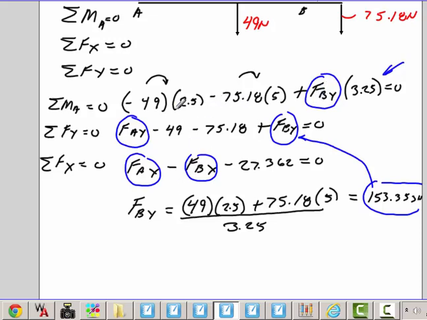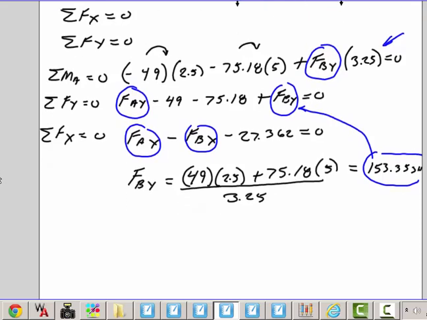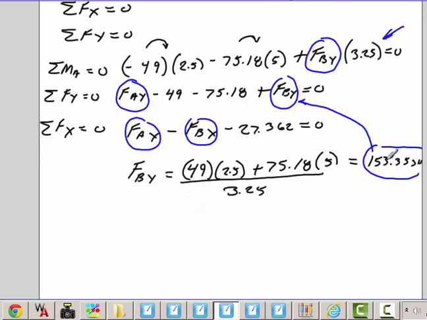So what I did from that point was I took this first equation here. I took everything, moved it to the right side and divided by 3.25. That gave me FBY. That's 153.353 newtons. All I have to do now is take that value and put it back into here. I can solve for FAY. However, before we do that, let's find out what the rest of the forces are at B.